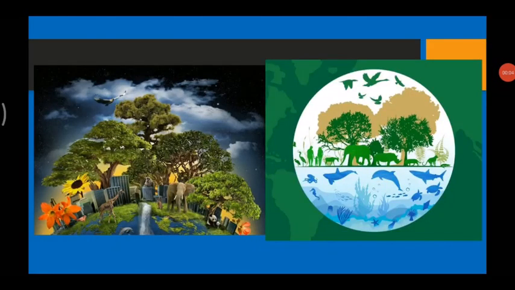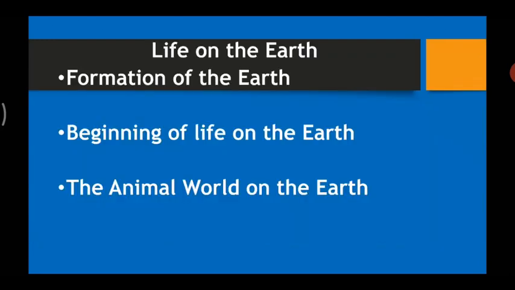Today we will begin with a chapter in EVS part 2. The name of the chapter is Life on the Earth. Let's move forward. Now in this chapter we will cover all these points. They are the formation of the earth, beginning of life on the earth and the animal world on the earth.